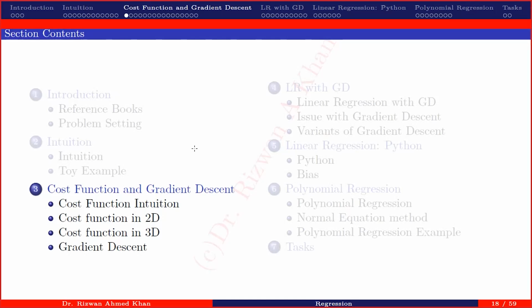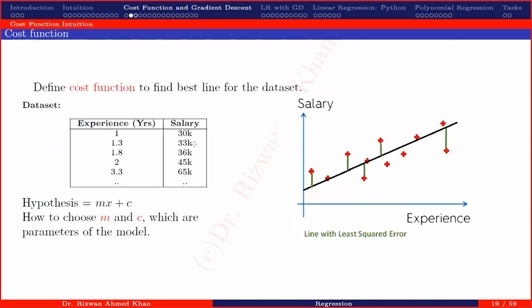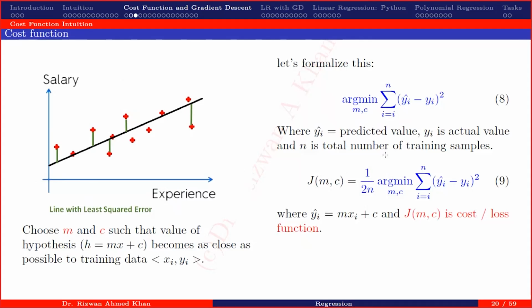Then in the last lecture, we discussed cost functions. So this is the cost function. This is how we can describe the cost function for regression. So y hat is the predicted value, or the value given by our hypothesis, and y is the actual value given in the data set, and n is the total number of samples or examples in the data set. And we write 1 over 2n for mathematical convenience.